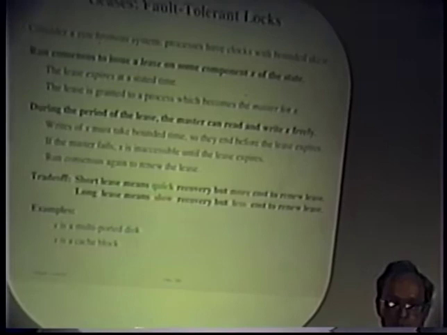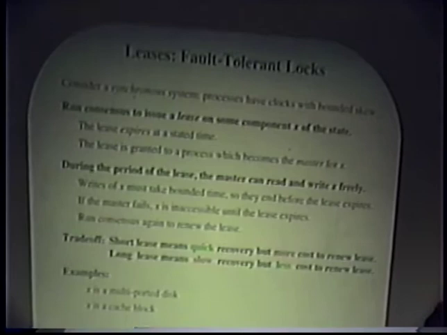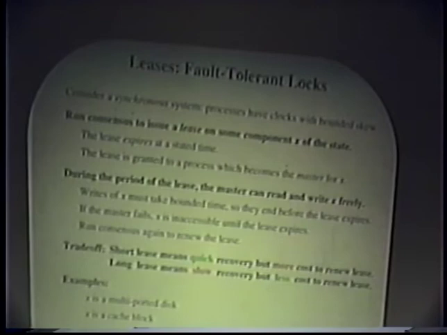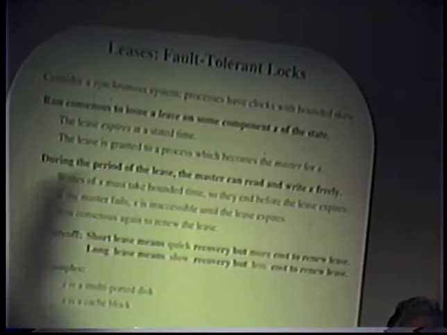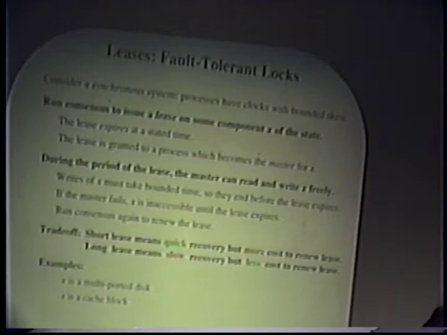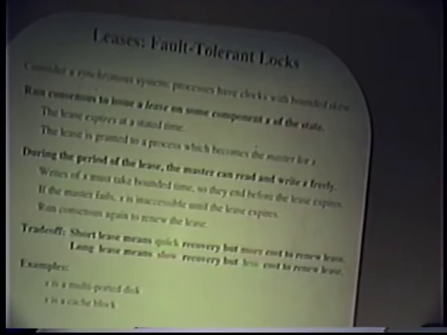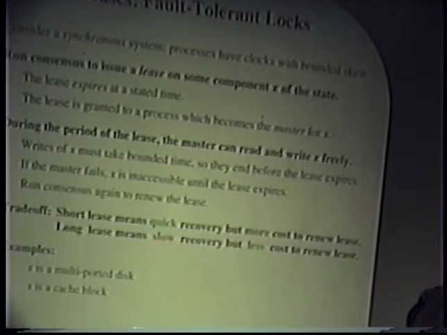Suppose I have a synchronous system. Synchronous means that the processes have clocks with bounded skew. So roughly speaking, they all stay within epsilon of real time, or at least all within epsilon of each other. So the basic strategy for doing reliable computing in this world is to run consensus to issue a lease on some component of the state. The lease is going to run for a particular time, say until 6 o'clock, then it's going to expire. You grant the lease to some particular process, and that process now is the master of X until 6 o'clock. And the notion is that during the period of the lease, until 6 o'clock, the master can read and write X freely.